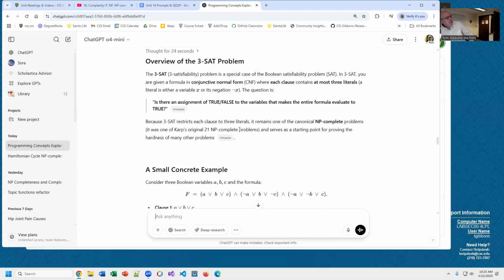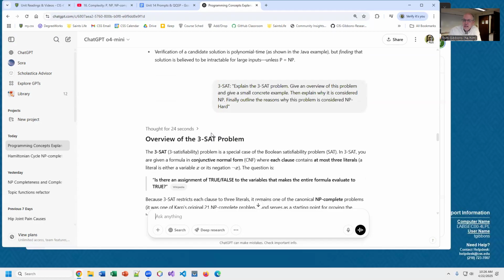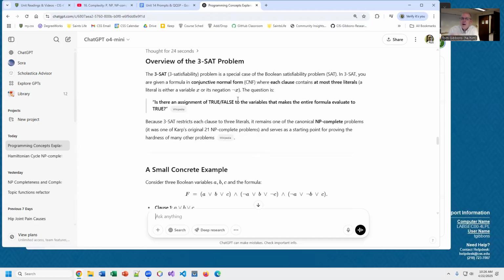So I'm trying the new O4 Mini, which is this new ChatGPT model that's out here that does some thinking and stuff. So I fed it this prompt here. Again, it's a special case of the Boolean satisfaction problem, SAT. So 3-SAT is that stuff.